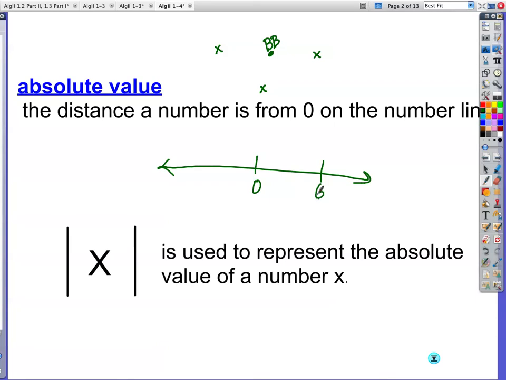So here's your 6 units this way. Even at negative 6, if you're standing right here, you are still 6 units away from 0. And how do we represent that with our math? We write the goalposts. That's what I always think of those as, goalposts, to represent the absolute value.